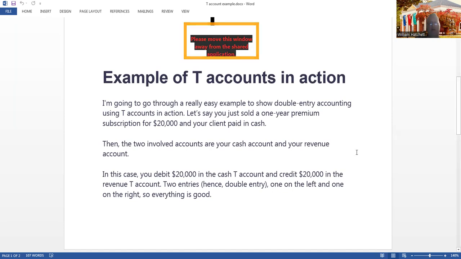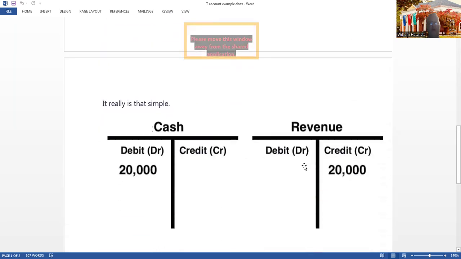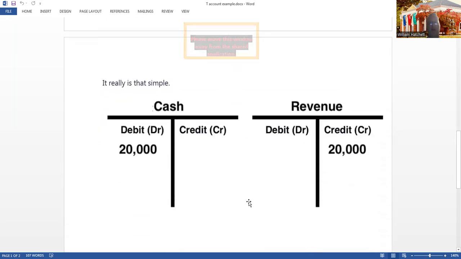I'm going to scroll down in just a second. And here is an example of how you would actually analyze that transaction and account for it. You have obviously two T accounts for this transaction. Double entry, you're going to have two every time. Remember, debit on the left, credit on the right every time.